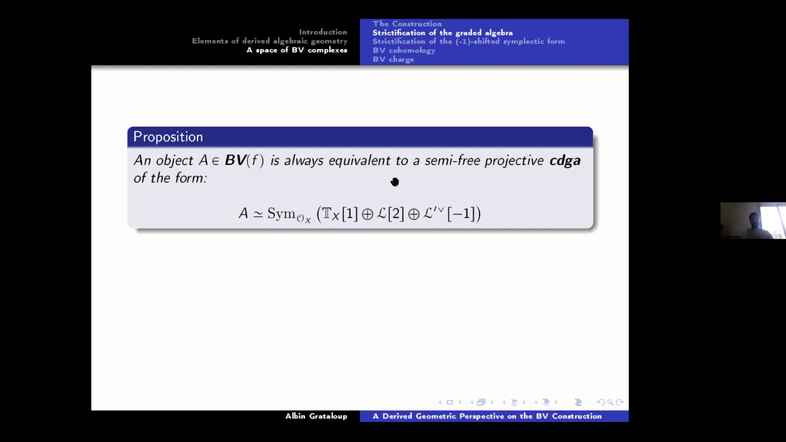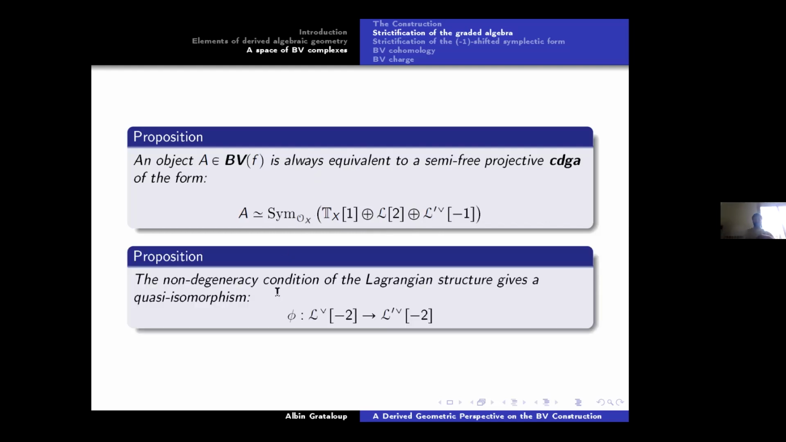So we get a first occurrence here. The problem is, a priori, L prime has nothing to do with L. But this is where the Lagrangian correspondence kicks in. Using the non-degeneracy of a Lagrangian correspondence structure, we can show that L is quasi-isomorphic to L prime.